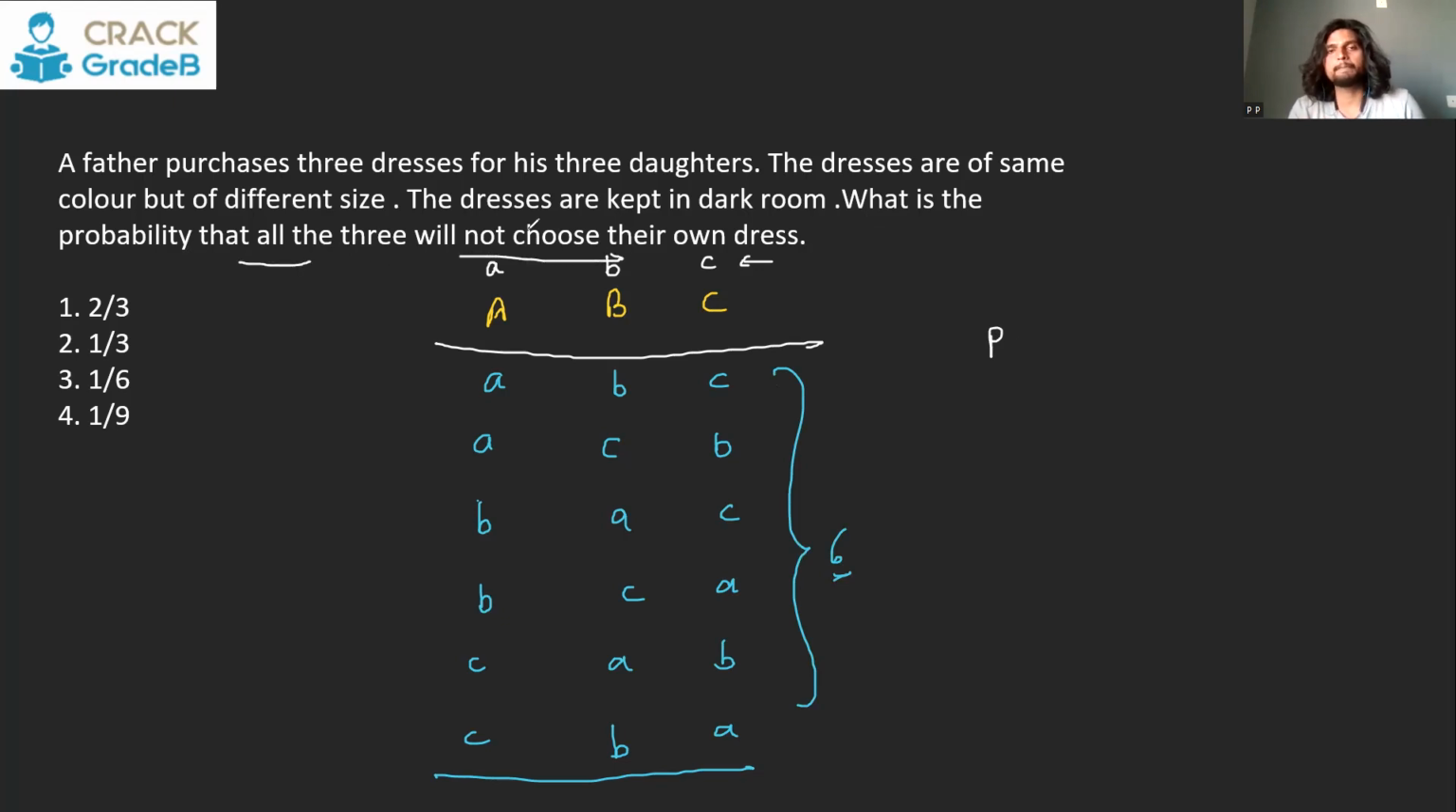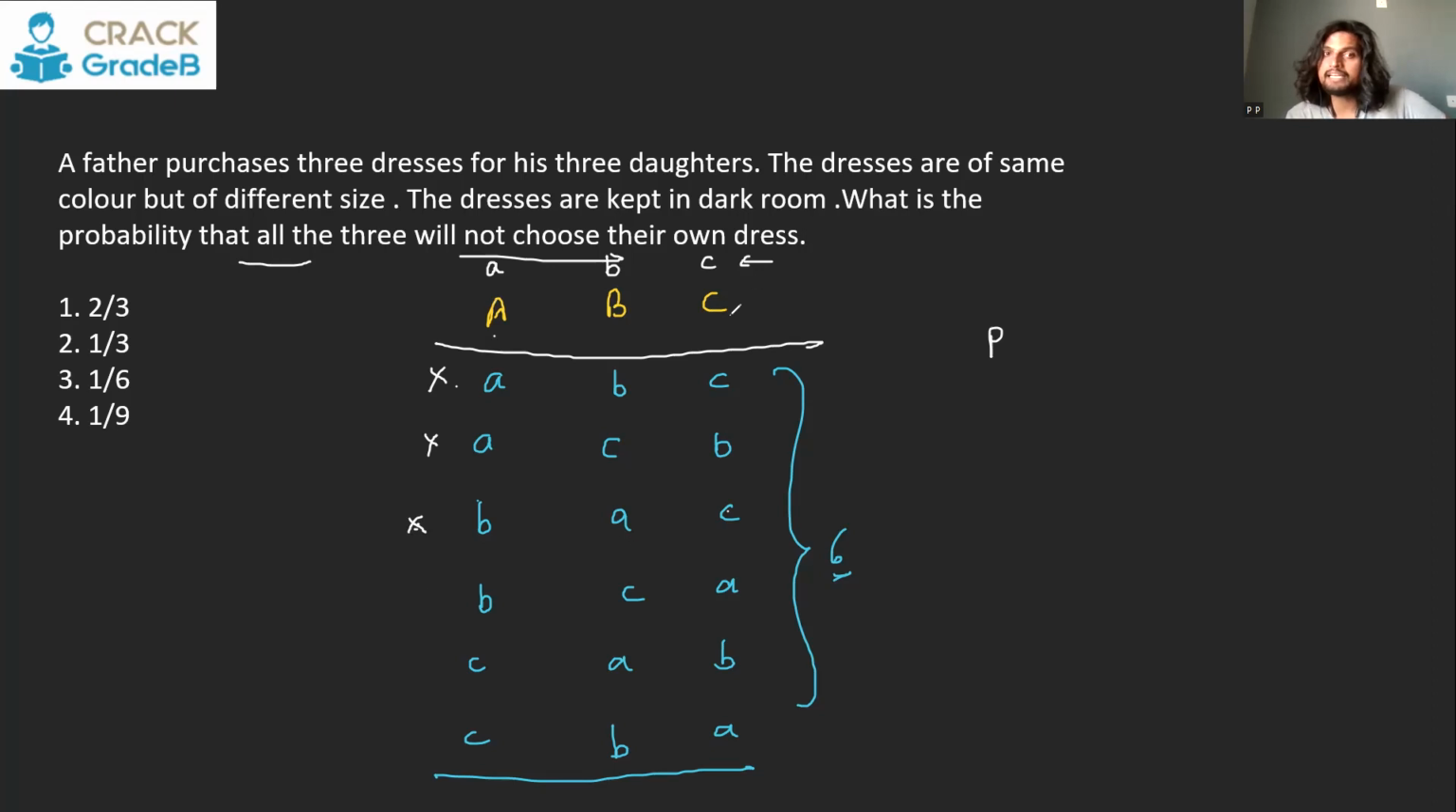Out of which you want the probability that all 3 do not choose their own dress. That means none of the girls picks her own dress. Those are going to be our favorable cases. So is the first case favorable? No, because in this case everybody is picking their own dress. Is the second case our favorable case? No, again, because A is selecting her own dress. No girl should pick her own dress. Is the third case favorable? Yes. A is selecting B, B is selecting A. No, third is again not favorable because C is selecting her own. Is the fourth case favorable? Yes.